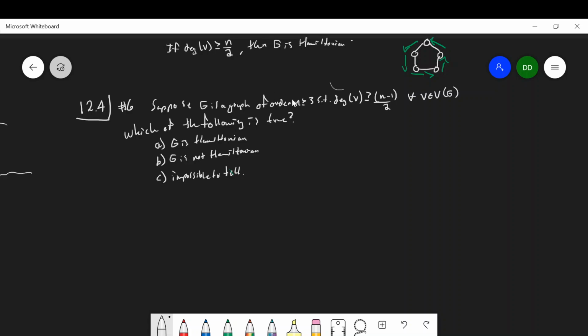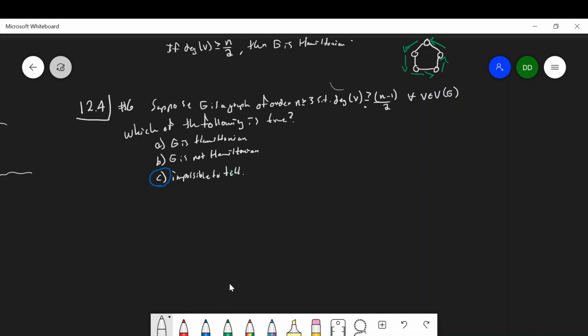So this one's getting at this. We have almost that degree condition, but not quite. And the idea is, can we conclude anything about this? So it doesn't quite meet the degree condition, so we can't guarantee it's Hamiltonian. But this degree condition doesn't go the other way, and so we can't really conclude it's not Hamiltonian either. And so our inclination should be telling us that C, it's impossible to tell.